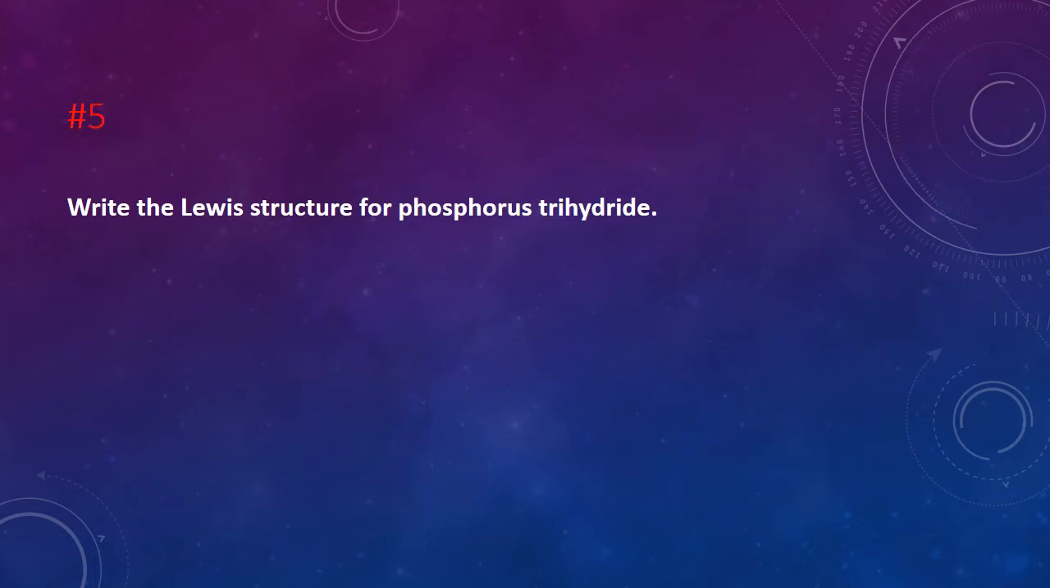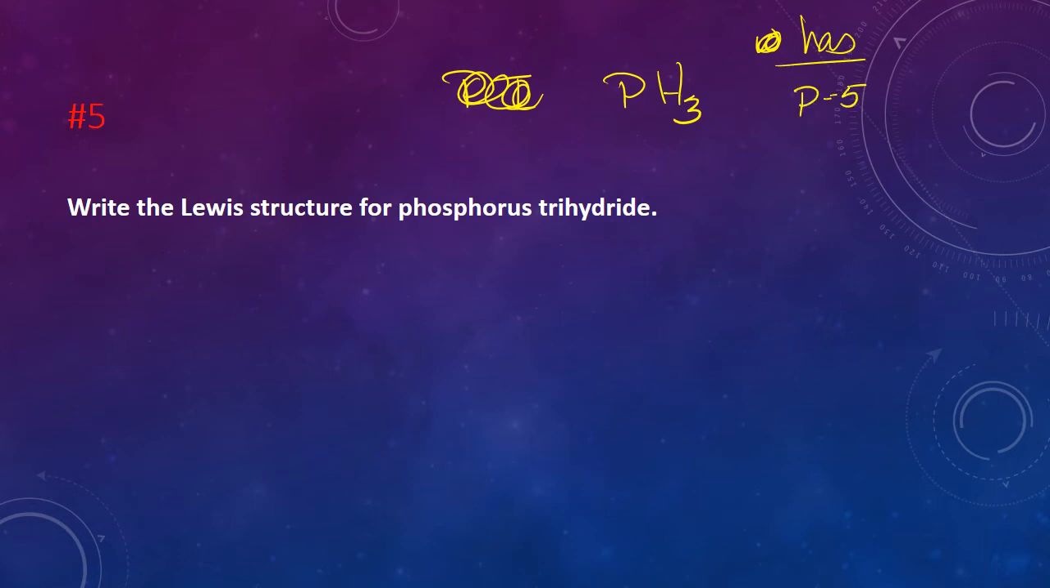Okay, let's try phosphorus trihydride. Okay, well, here's the formula for phosphorus trihydride. Oops, that's not it. I drew phosphorus iodide. Okay, phosphorus trihydride. The first thing you need to do is figure out how many electrons this has. Well, phosphorus has 5 electrons, and hydrogen, there's 3 of them, and each one of those has 1. So this has 8 electrons.